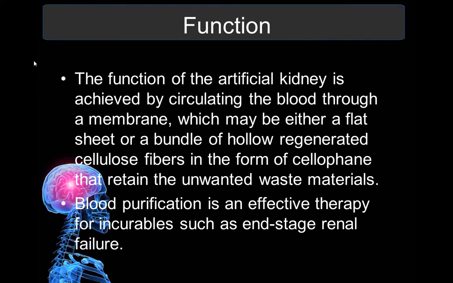The function of the artificial kidney is achieved by circulating the blood through a membrane, which may be either a flat sheet or a bundle of hollow regenerated cellulose fibers in the form of cellophane that retain the unwanted waste material. Blood purification is an effective therapy for incurable conditions such as end-stage renal failure.